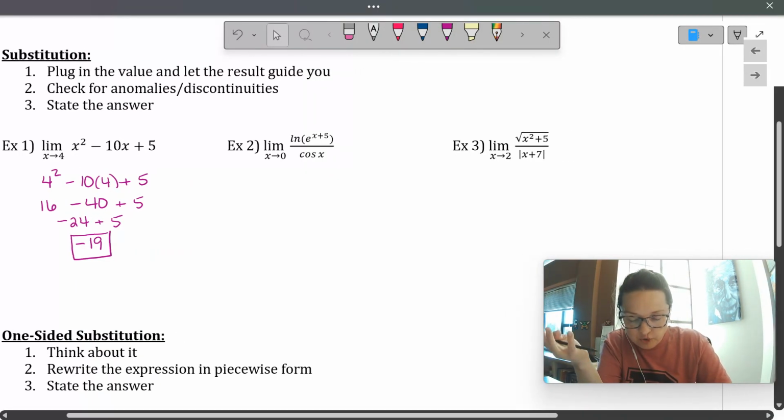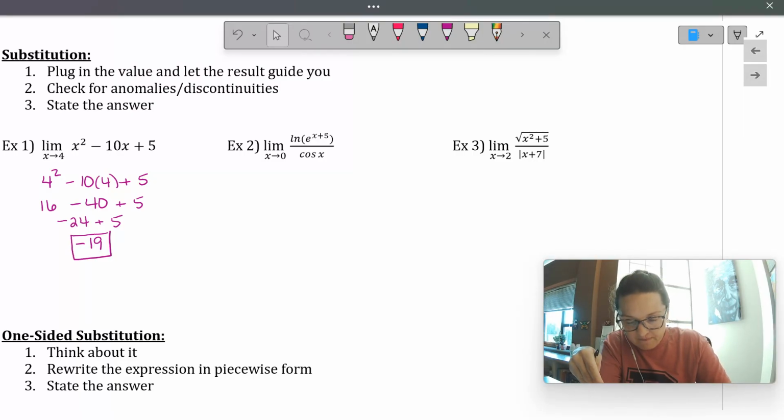The limit as x approaches 0 of the ln of e to the x plus 5 over the cosine of x. Wow. Okay? I've been teaching math for 24 years. I don't know what that function looks like. But you know what? I don't need to know what that function looks like.